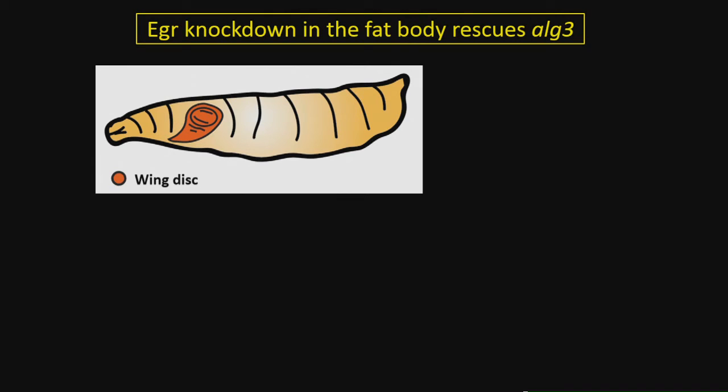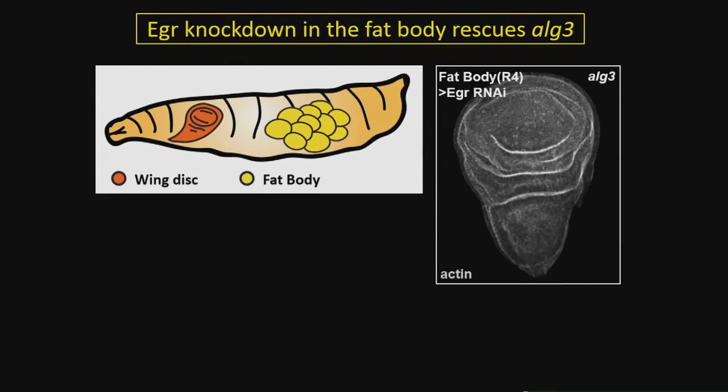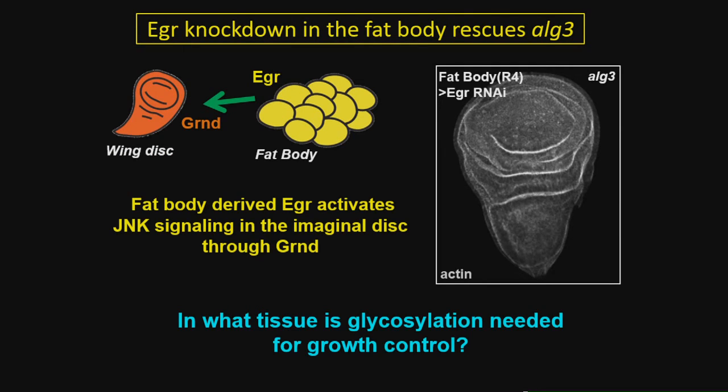So we also try to knock down Eiger in different tissues such as the hemocytes or the fat body. And when we get rid of Eiger in the fat body, we do see that we can rescue these tumors really nicely. We actually get a really good reversion of these tumors, and they actually look a lot like wild type. So Eiger is involved in generating these tumors, but it acts from a distant tissue. So yeah, as you can see here, Eiger gets produced in the fat body, acts on Grnd locally in the disc.